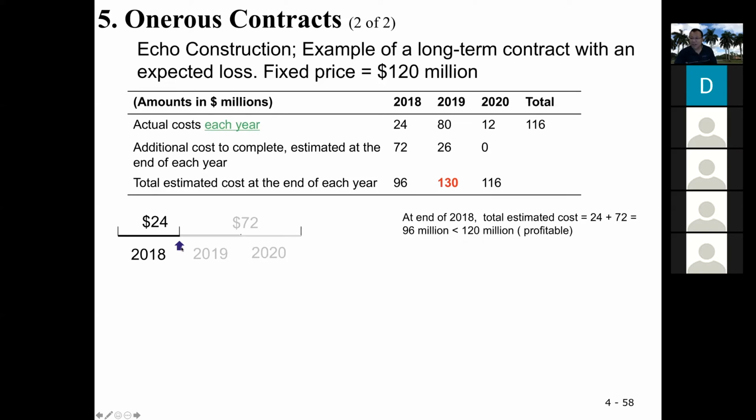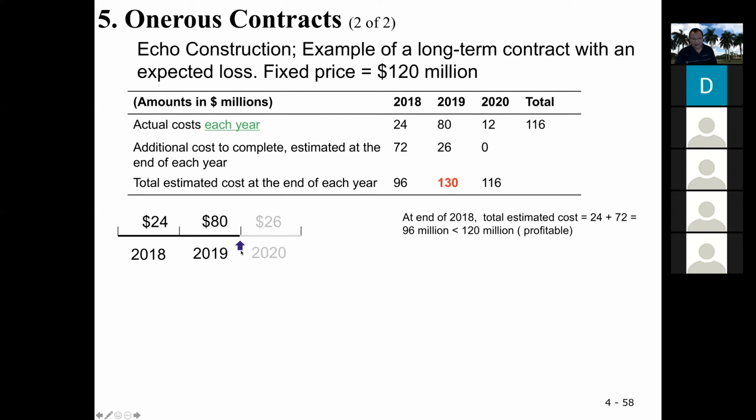Now, pay attention to this arrow. We are at the end of 2018, okay? So I want to know, is my contract profitable? Okay, is it profitable? Yes. At the end of 2018, my total estimated cost is 96 million, and the fixed price is 120 million. So my cost is under my price. So it's profitable. Okay.